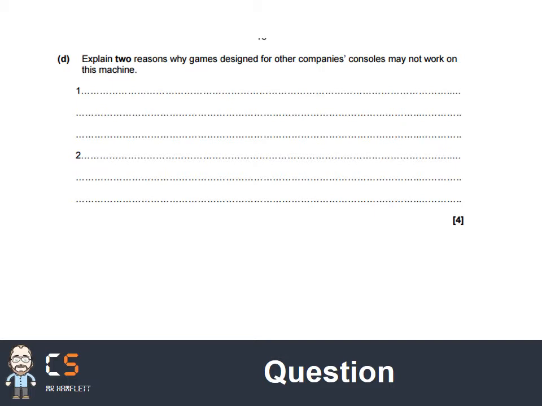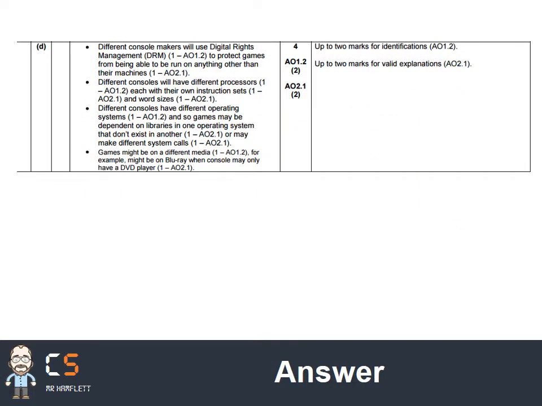Explain two reasons why games designed for the company's console may not work on this machine. This is thinking about the difference between operating systems, the difference between library calls, and also the difference between CPU architectures. So different console makers might use different DRM, and that's a bit of an out there mark if I'm honest with you, but there you go. Different consoles will have different processors and different instruction sets, so that's linking back to the idea behind RISC and CISC.